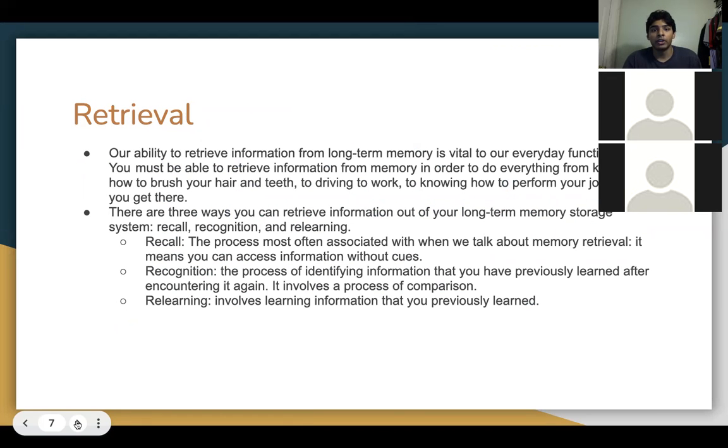Retrieval is our ability to retrieve information from long-term memory, and it's vital to our everyday functioning. You must be able to retrieve information from memory in order to do everyday activities like brushing your hair and teeth, to driving to work, to knowing how to do your job. There are three types of long-term memory retrieval. You have recall, recognition, and relearning. Recall is a process most often associated when we talk about memory retrieval. It means you can access information without cues. Recognition is the process of identifying information that you previously learned. Relearning is just learning information that you've already known.